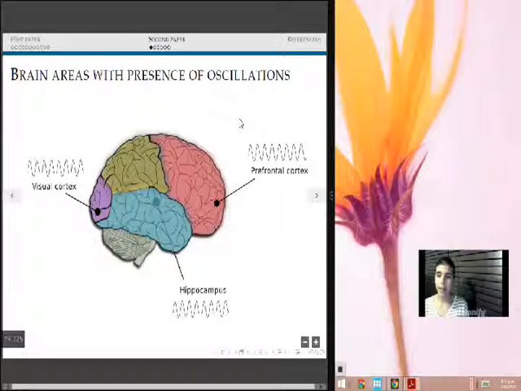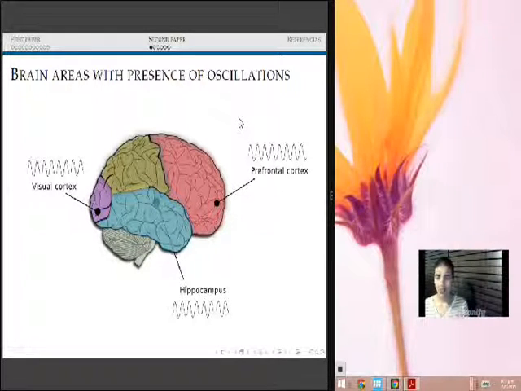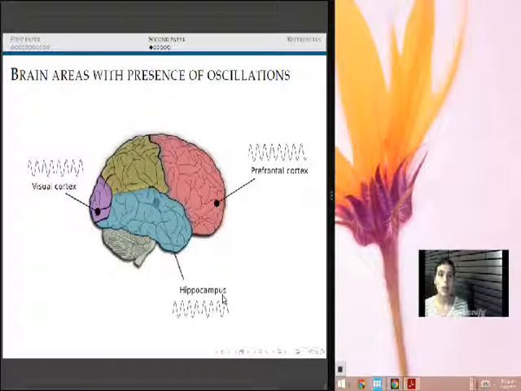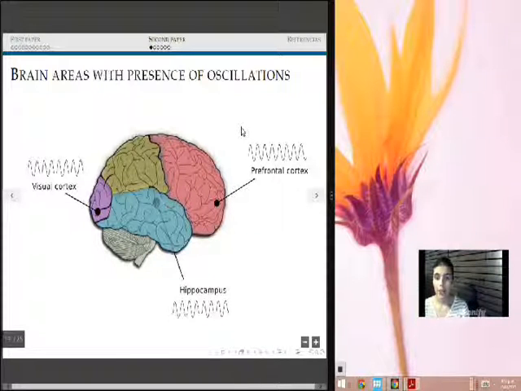The brain areas that have presence of these oscillations are three: the prefrontal cortex, the visual cortex, and the hippocampus. In these three different areas we can find this behavior of oscillations in the brain. But in this case we're going to simulate the prefrontal cortex.